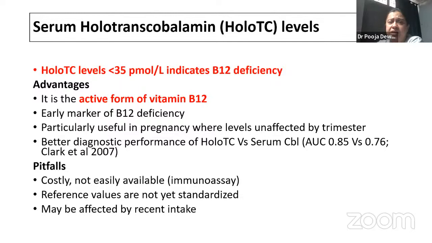Holo-TC, that is your holotranscobalamin assay, is emerging as a very important test because it is the active form of B12. Again, it's a functional assay. Like homocysteine, it's an early marker of B12 deficiency. It is useful more in pregnant women because the levels do not vary with trimester. And compared to serum cobalamin, there is a much higher performance of holo-TC as judged by area under receiver operating characteristic curves. The problems, again, are the availability of the test, the cost, and that references are yet to be standardized, although we do have a suggestive value to suggest deficiency. And like cobalamin, holo-TC, which is your circulating form of B12, can be affected by any recent intake.